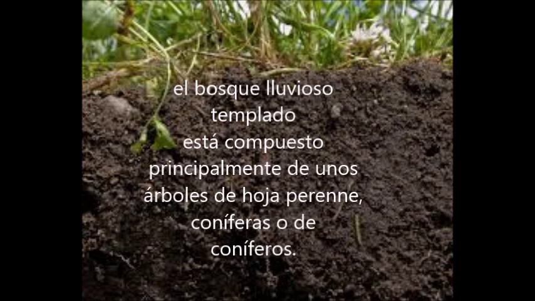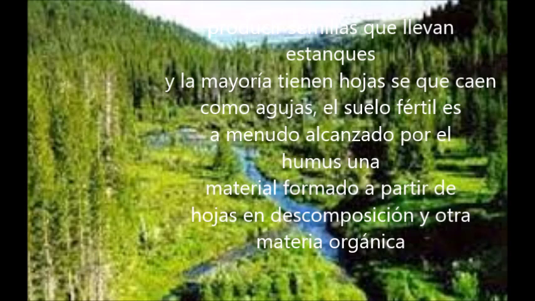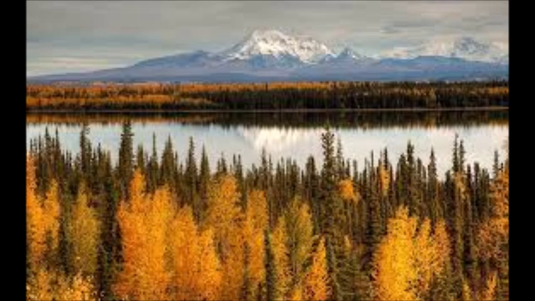Temperate forests are mostly made up of deciduous and evergreen coniferous trees. Coniferous trees, or conifers, produce seed-bearing cones, and most have leaves shaped like needles. Fertile soils are often rich in humus, a material formed from decaying leaves and other organic matter. In autumn, deciduous trees shed their leaves. In the spring, small plants burst from the ground and flower.